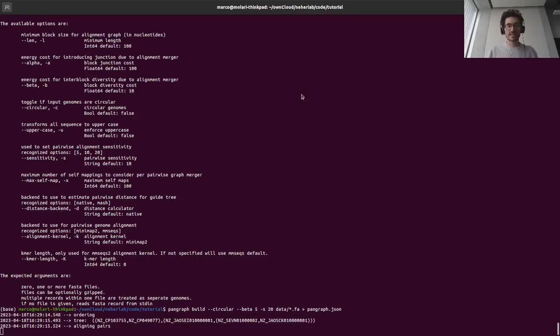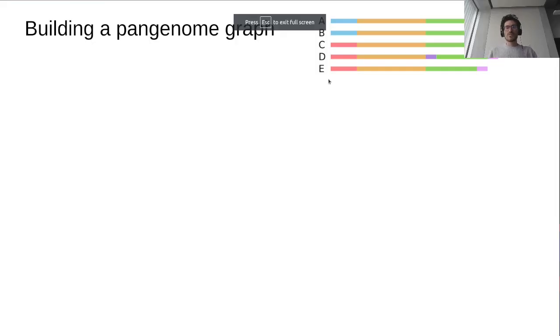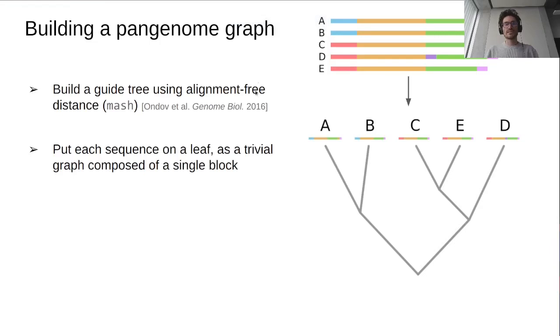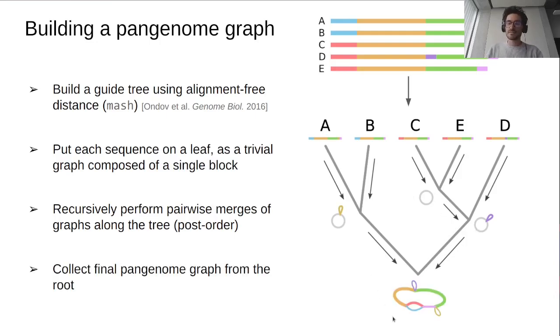In the meantime, I can explain briefly how this works. So given our sequences, we will build a guide tree using alignment-free distance. This is done very quickly. And we will put our genomes as leaves of this tree. We then propagate the genomes along the tree, performing a merge at each intersection, a merge of sequences and a merge of graphs, and collecting the final pangenome graph on the root of the tree. And notice that all of the independent merges are performed in parallel by PanGraph.